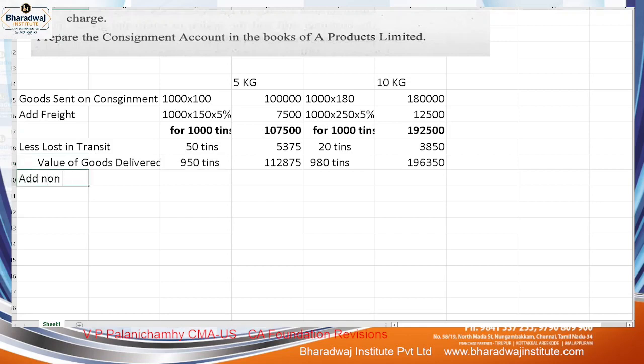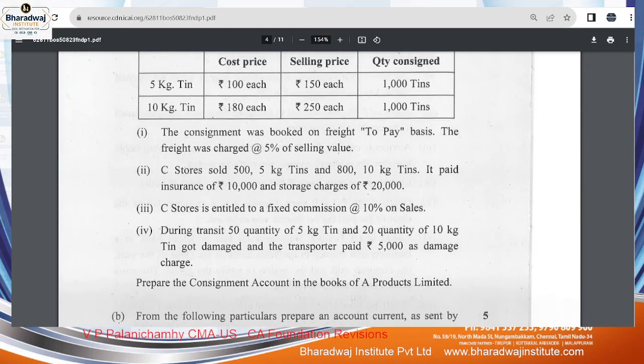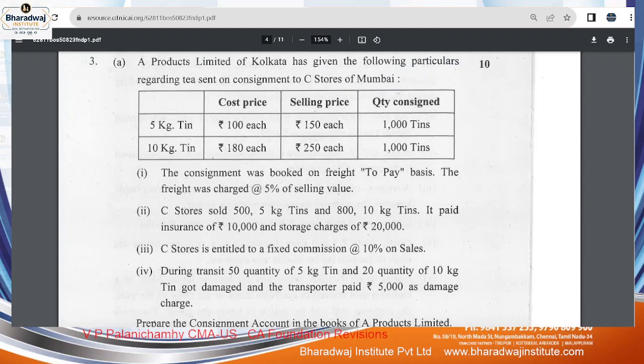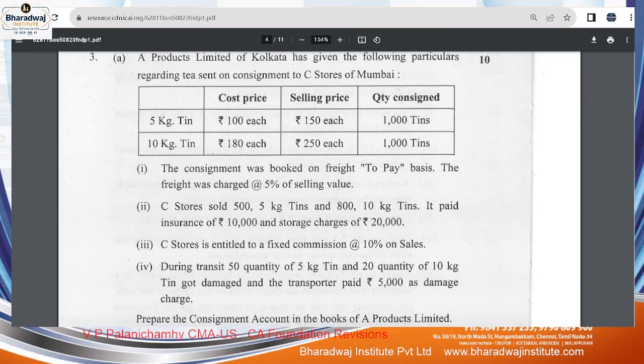Add non-selling expenses of consignee. Any non-selling expense of consignee given? That is non-recurring expenses. Do you find any non-recurring expenses? Look at what expenses the consignee has. It paid insurance how much? 10,000. Storage expenses 20,000. Are they selling expenses or non-selling expenses?